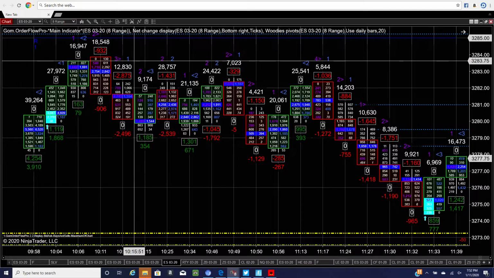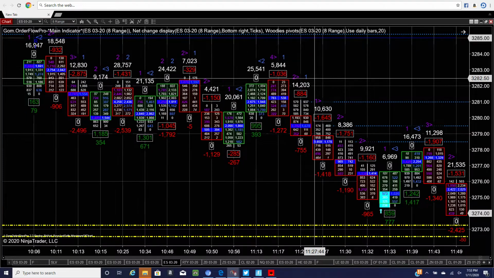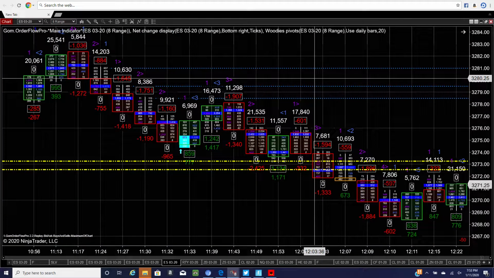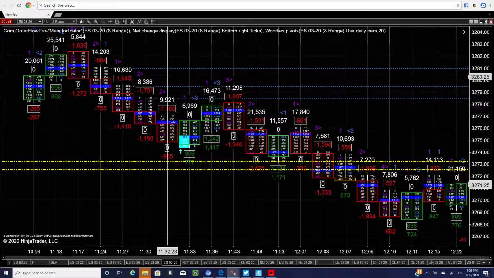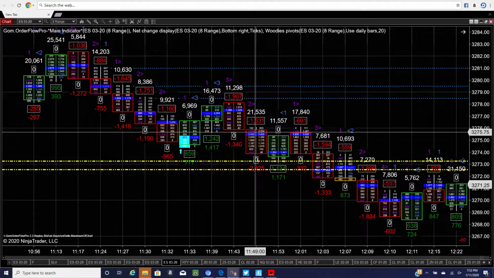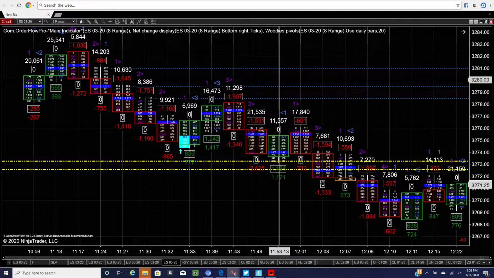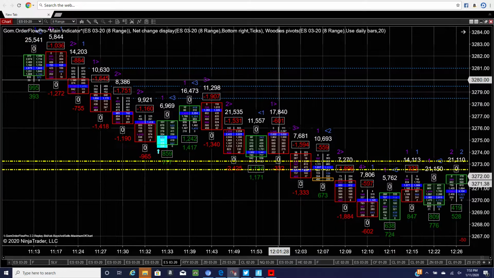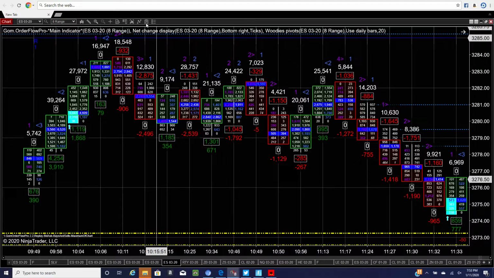So you can see after we had all this negative pressure through here, it did finally break, and it broke hard. And yeah, I could go through and give you all the hybrid signals that were in here. You get a sell here, a sell here, a sell here. And if you don't know what the hybrid signals are, there's also a video on the hybrid signals. So it just gives you an idea of how to read this.